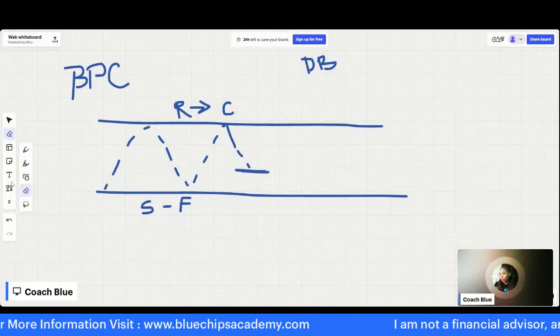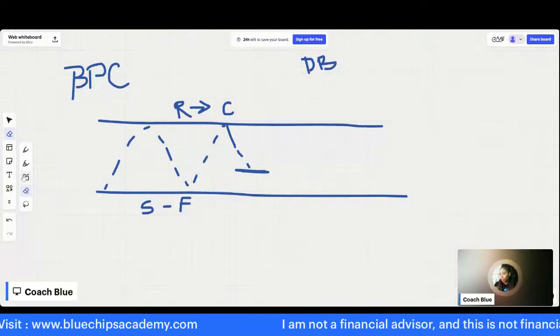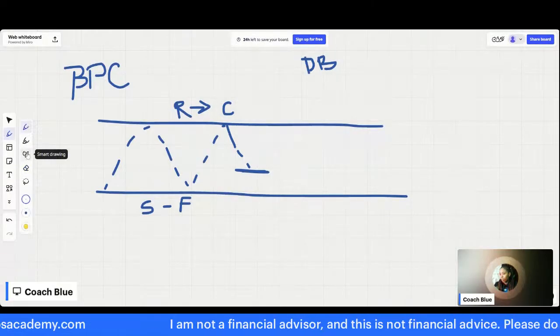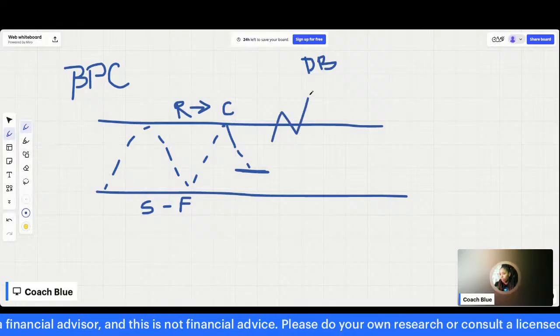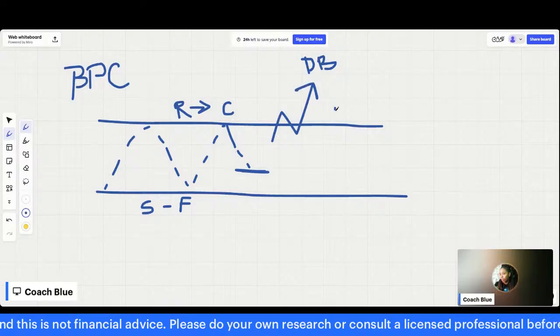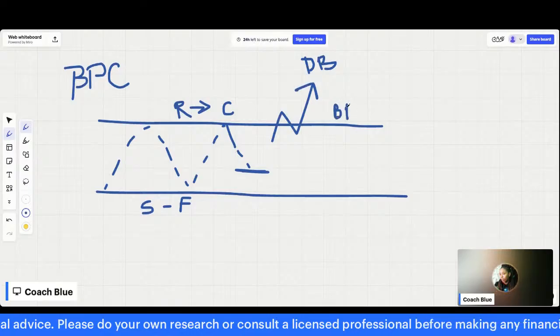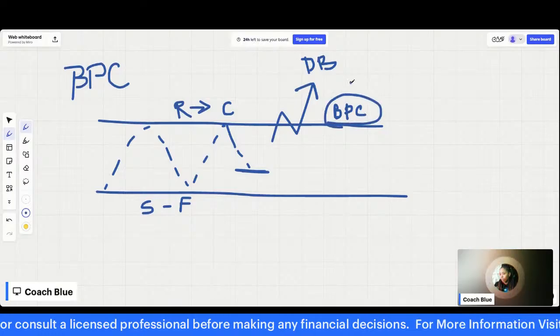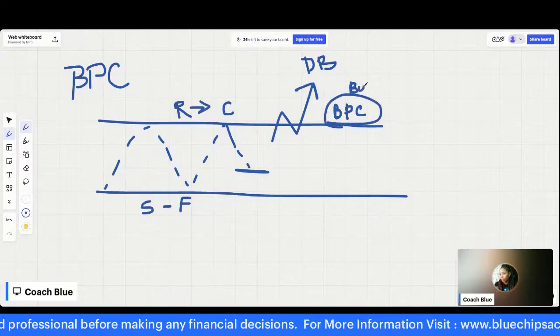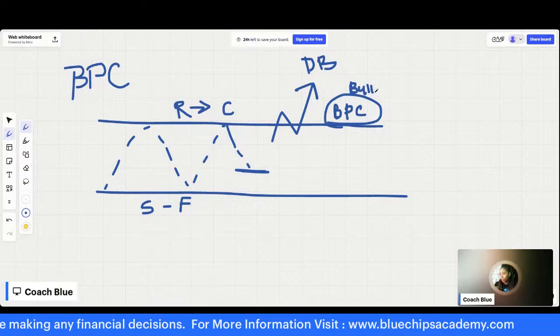Now, let's just say our directional bias is a buy. With the directional bias, we're looking for a BPC past our resistance level, our most recent resistance level. We want a bullish BPC.